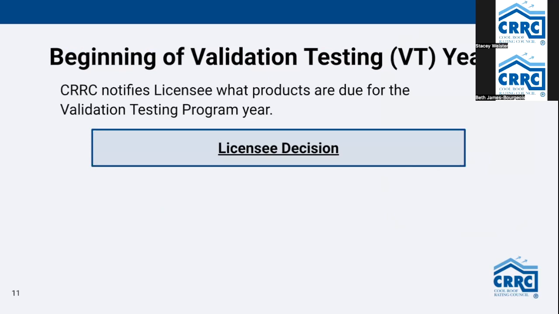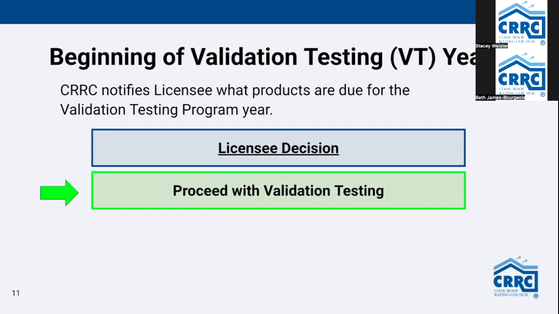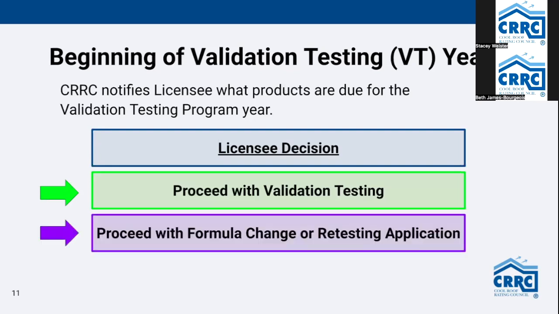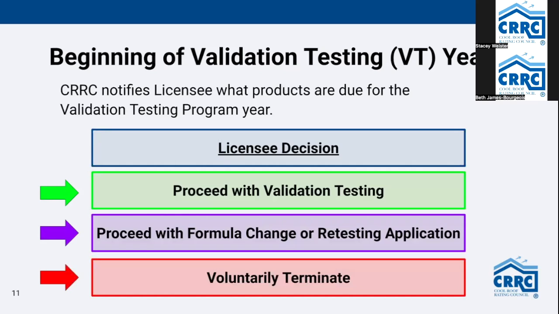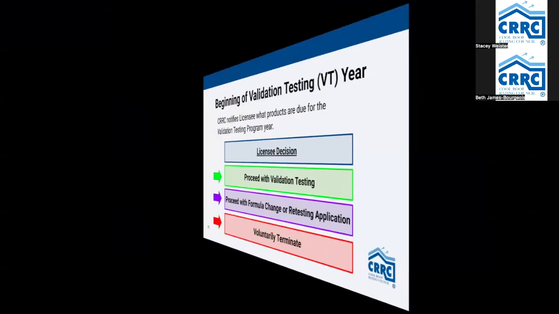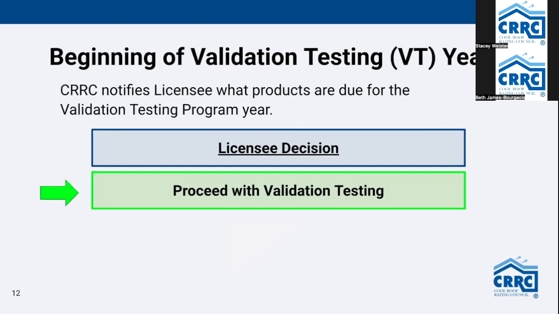Licensees must submit one of 3 decisions in the VT dashboard on how the product will proceed. Beth will explain the VT dashboard in detail a little later. These options include if a product will proceed with validation testing, if the product will proceed with a formula change or retesting application to replace the existing product, or if the product will be voluntarily terminated. The first option mentioned is when the licensee chooses to proceed with putting a product through the validation testing program.